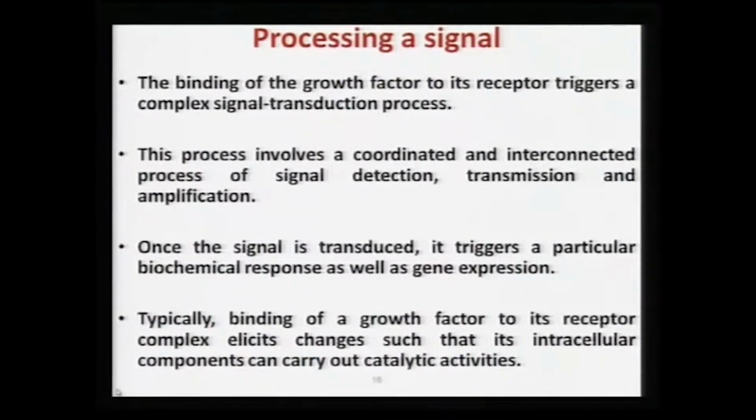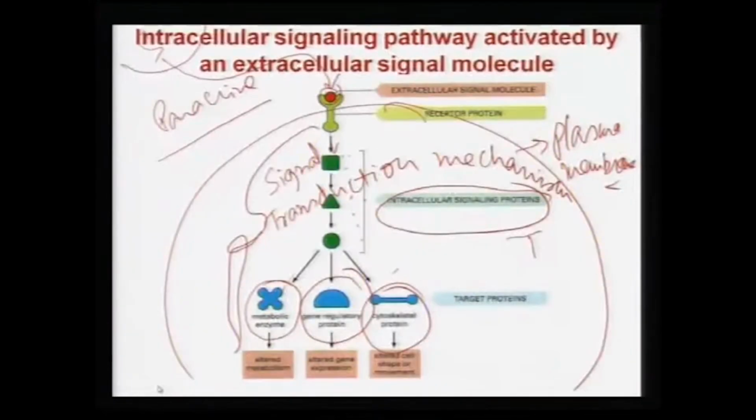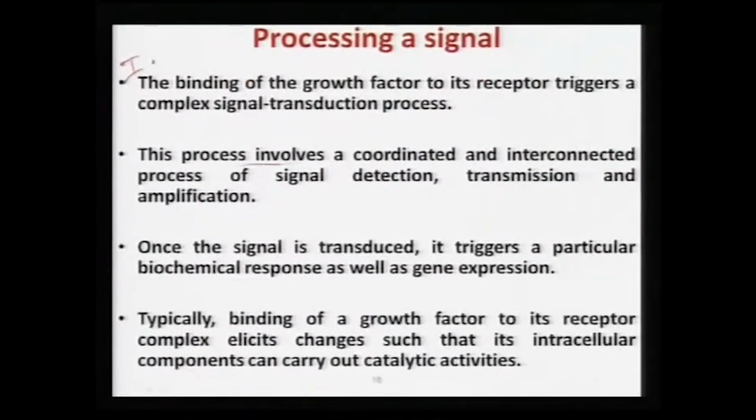The point number 1 is that the binding of the growth factor to its receptor triggers a complex signal transduction process. Now, this has been mentioned in a very simple manner, but I will show it later how complex this signal transduction mechanism can be. Second, the process involves a coordinated and interconnected process of signal detection, transmission and amplification. Now, what is called detection? That means the cells are detecting a particular signal.